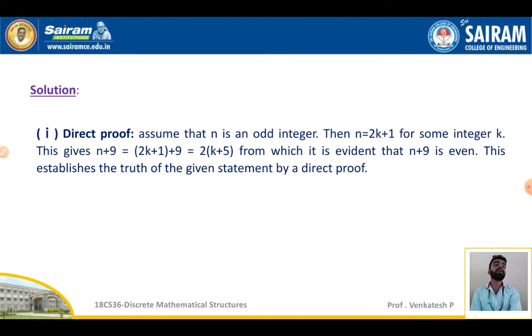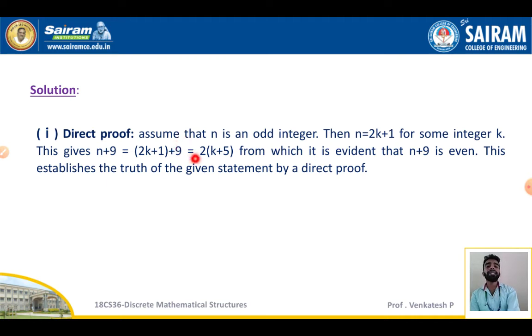For example, if I replace k is equal to 0, k is equal to 1, k is equal to 2 and so on, I'll be getting odd numbers only. So hence I can say n is equal to 2k plus 1 is an odd integer. This gives n plus 9 is equal to 2k plus 1 plus 9. I'll be getting 2k plus 10.